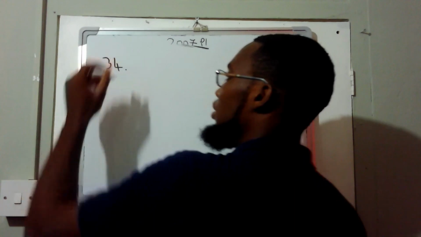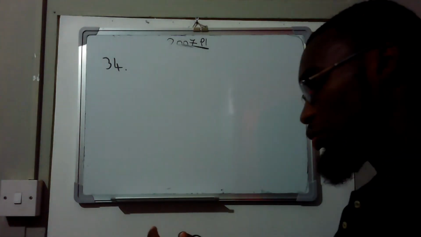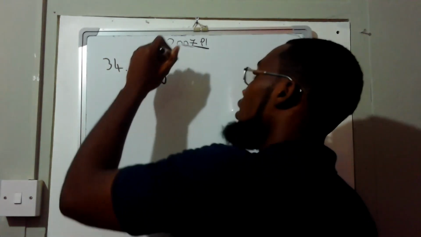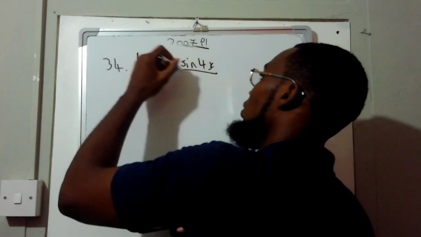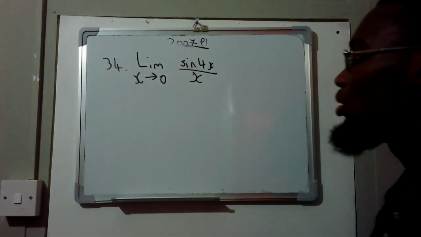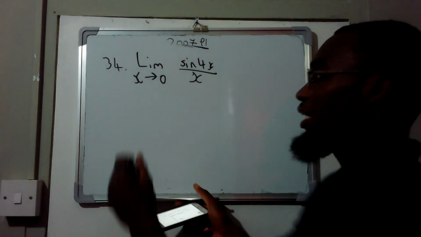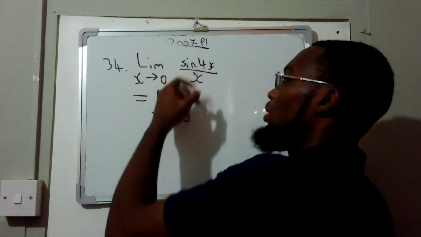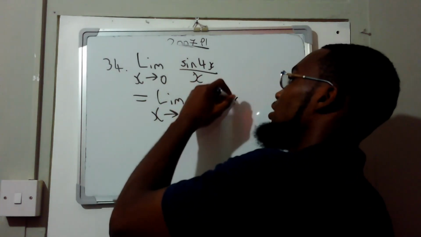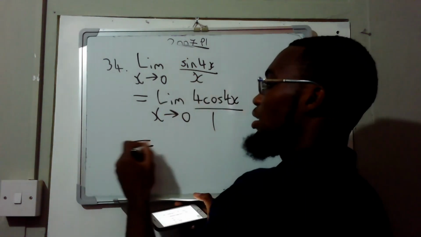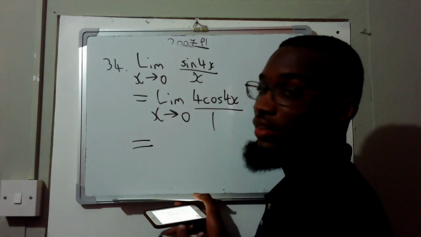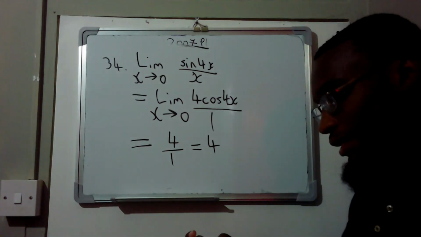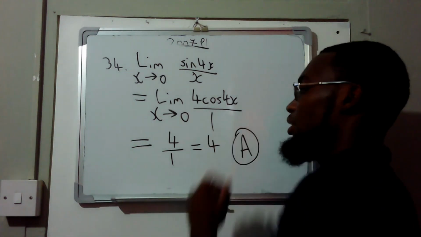Question 34. Question 34 says we're supposed to find the limit as x approaches 0 of sine 4x over x. Now, you can differentiate this right here to get the limit as x approaches 0 of, when you differentiate sine, you get cos. When you differentiate x, you get 1. Plug in x as 0, the cos of 0 is 1, so we get 4 over 1, which is 4. That is option A.